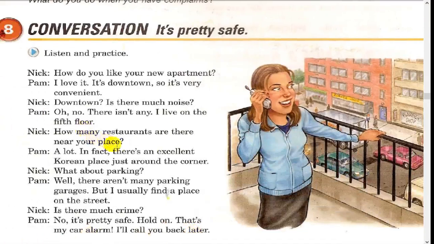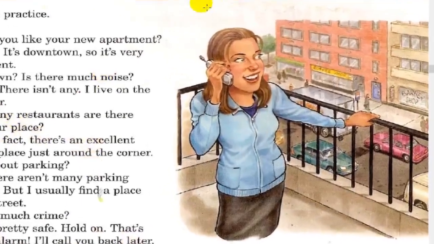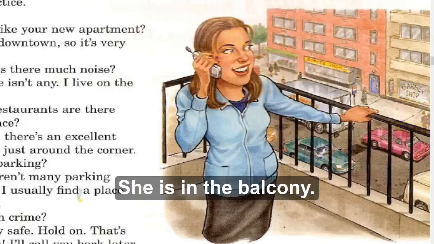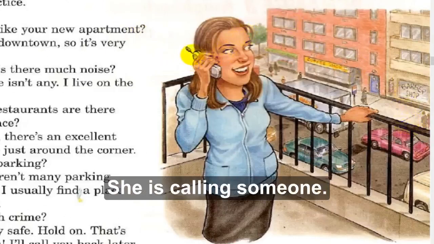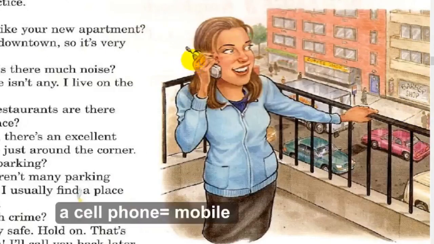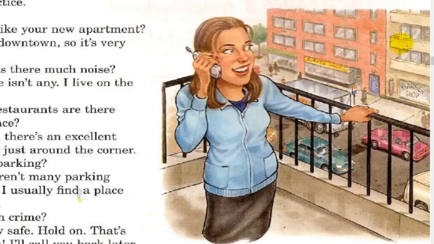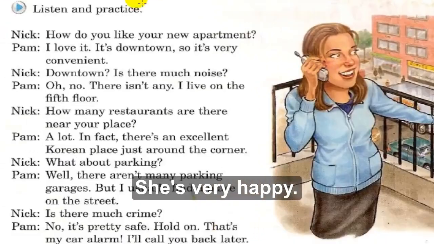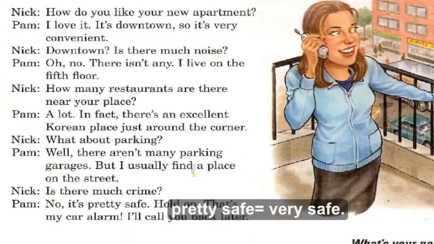Exercise number 8. Look at the picture. What do you see? A young lady. Where is she? She's on the balcony. She's calling someone. She has a telephone, a mobile, a cell phone. She's talking to someone. What's the view? A lot of cars, street, different buildings, barber shop, coffee shop. And she's very happy. Conversation. It's pretty safe, very safe.